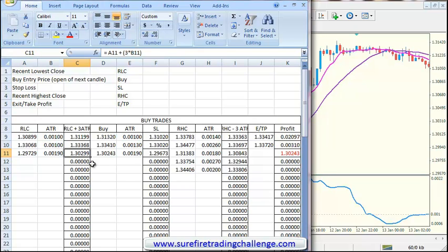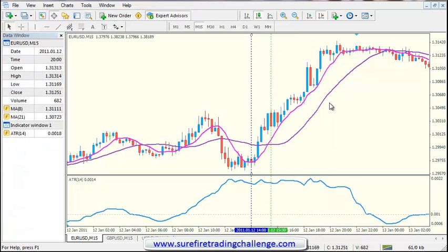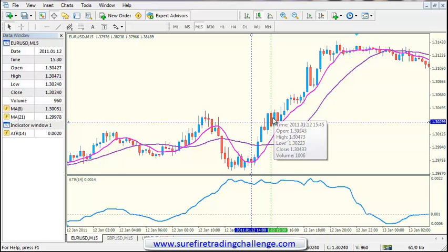And so at 1.30299, let's take a look over here. This is where my price should reach or exceed before entering the trade. And if you can see in this candle over here, this is when my point 2 and point 3 conditions have been met, and so I would enter the trade in the next candle over here.